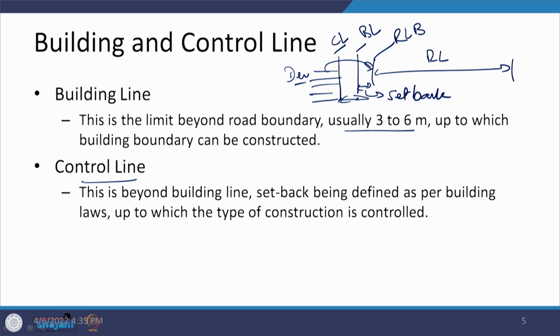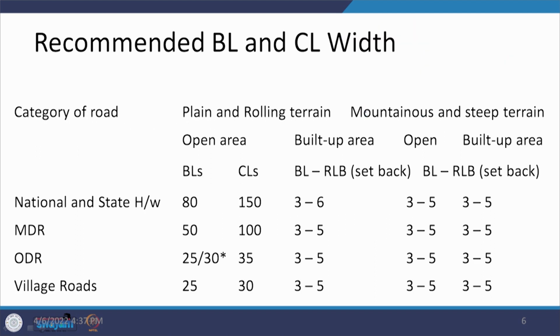So, these two things, the building line and the control line, are going to help in the overall operation of the traffic, maintaining the LOS, subject to these being maintained and these distances being considered. So, if we look at these distances, then these widths are being defined here for the national highways or state highways or going up to the village roads.